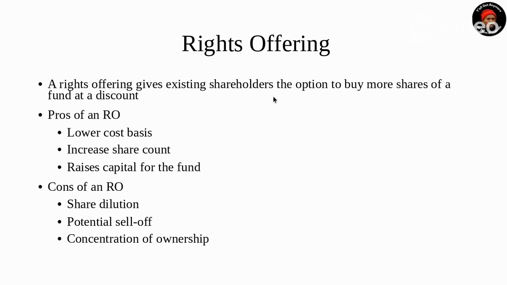Some cons of a rights offering, and I think the biggest con here is share price dilution. That is a guarantee that you're going to have share price dilution when a rights offering is held. Just so you can get an understanding of that, I'll give an example. Let's say I have a closed-end fund that has $2 billion worth of assets and they have 200 million shares. To get the price per share, I need to divide the asset value, which is 2 billion, by the amount of shares, which is 200 million. So 2 billion divided by 200 million gives us a share price of $10 per share.